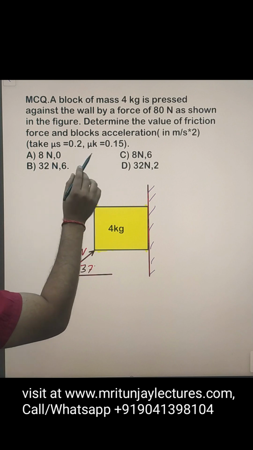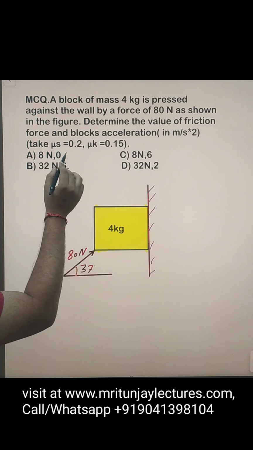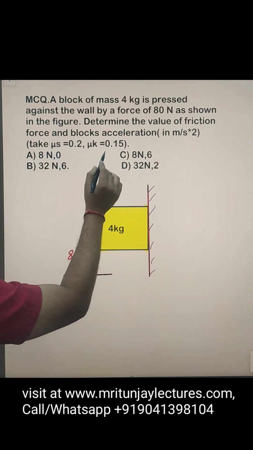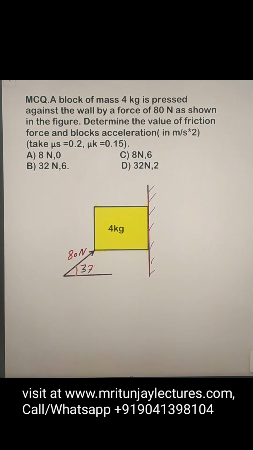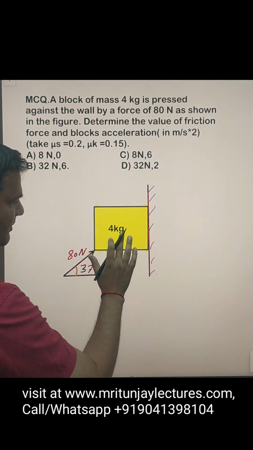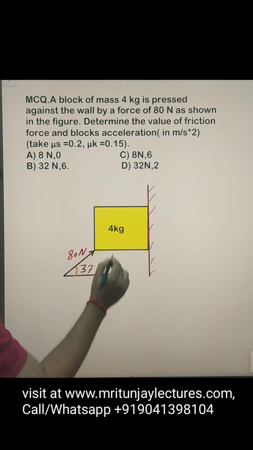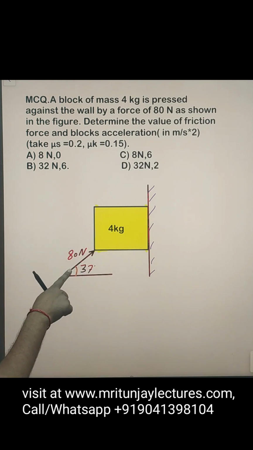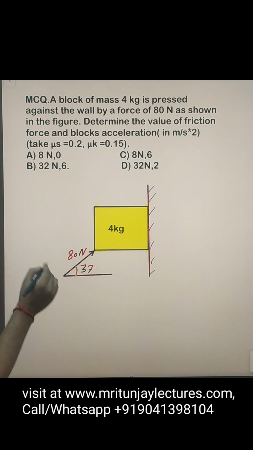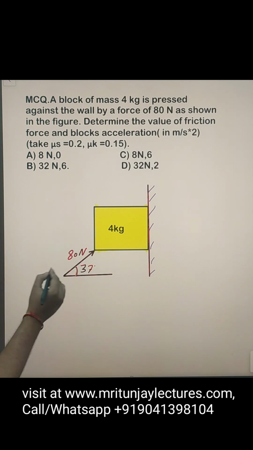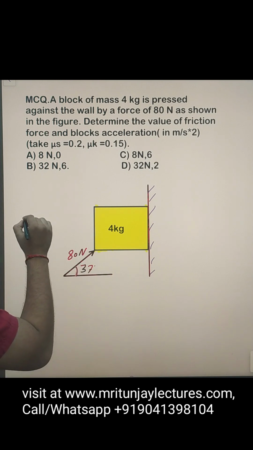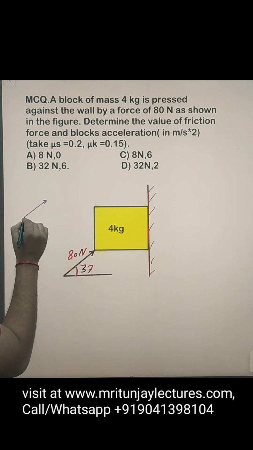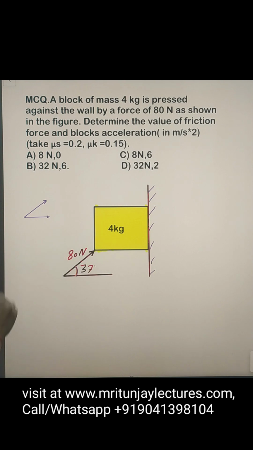Mu s and mu k are given. Mu s means coefficient of static friction, and mu k means coefficient of kinetic friction. So first of all, make a free body diagram of that block. Mg always works downward. Before making the diagram, find the components of the 80 Newton force. The angle with the horizontal is 37 degrees.